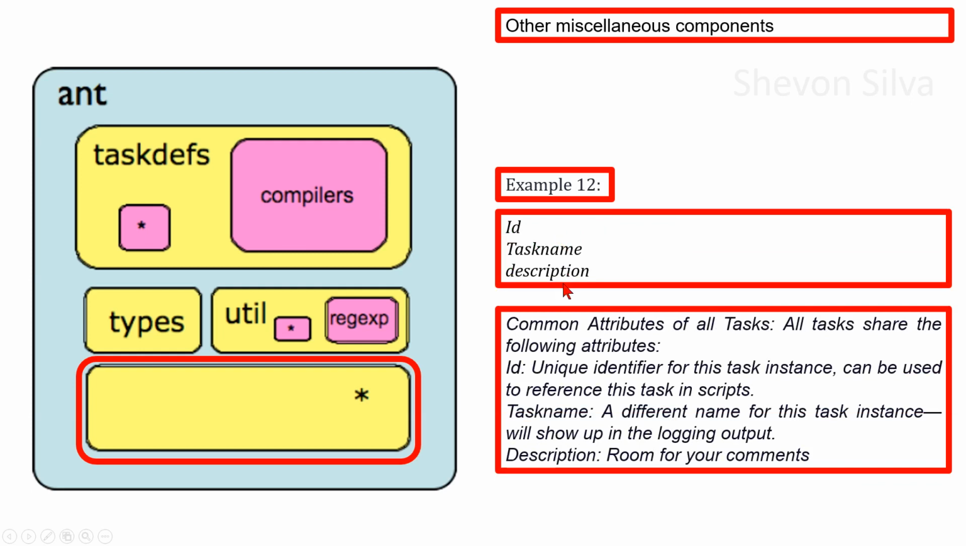Common attributes of all tasks. All tasks share the following attributes: ID, a unique identifier for this task instance, which can be used to reference this task in steps in scripts. Task name, a different name for this task instance that will show up in the logging output. Description, room for your comments.